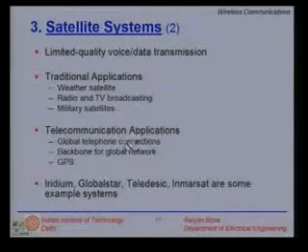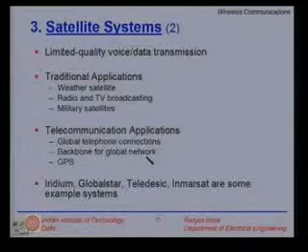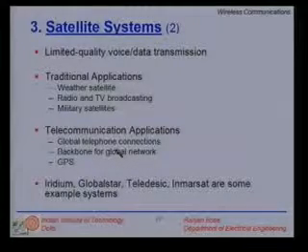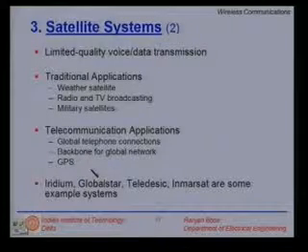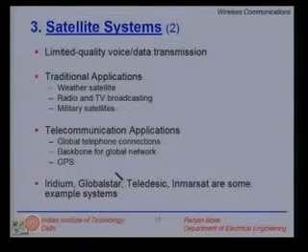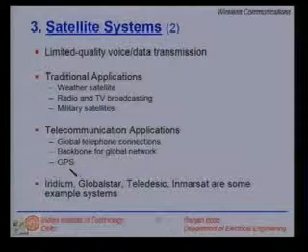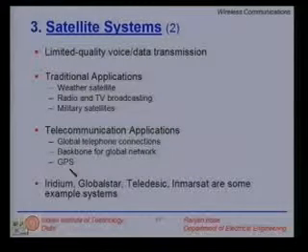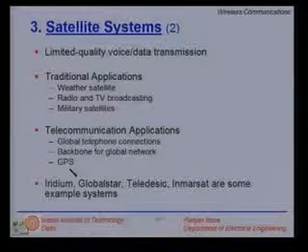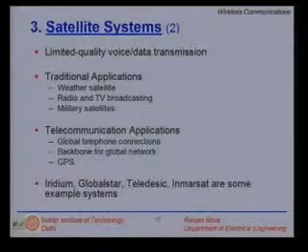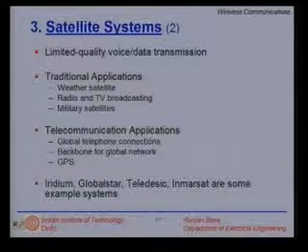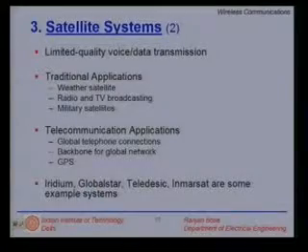Telecommunication applications are global telephone connections, backbone for global networks, and GPS. So today GPS is one of the important applications which is driving the sale of GPS modules, so to say. Today you can track fleets of trucks and ships through GPS. Some of the expensive cars come with GPS enabled systems which can tell you which way to go, what is the best way to go from point 1 to point 2, and various other applications.